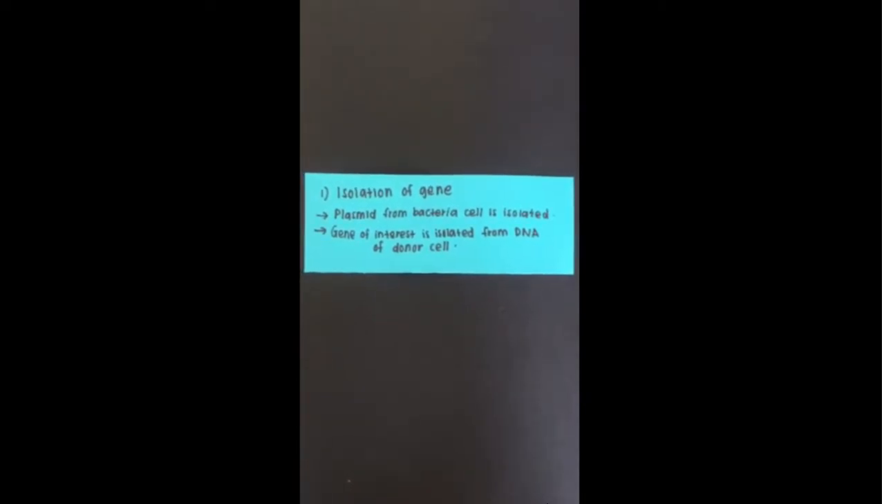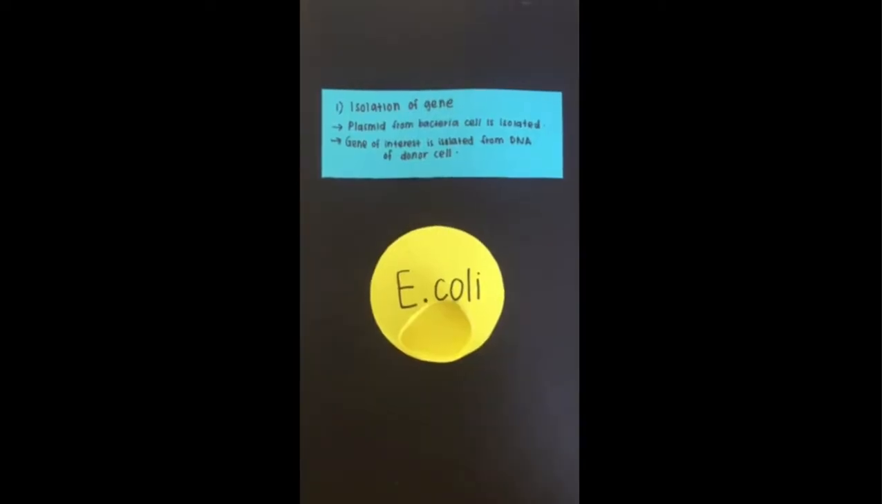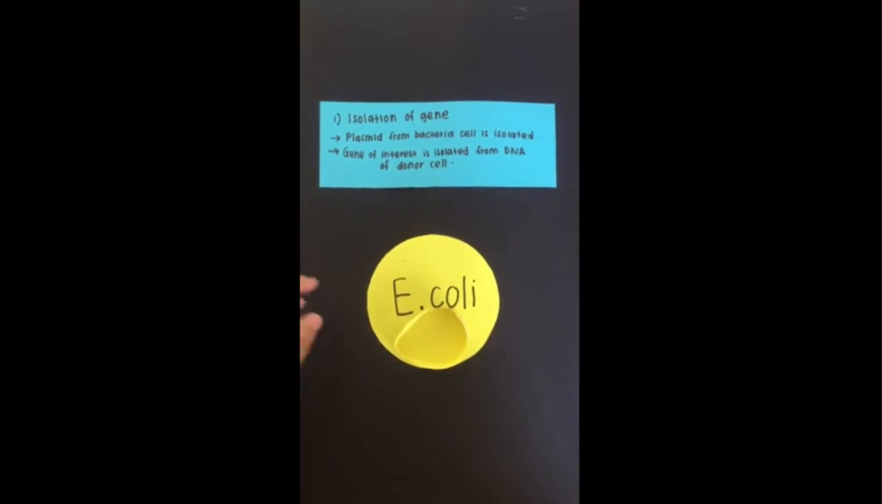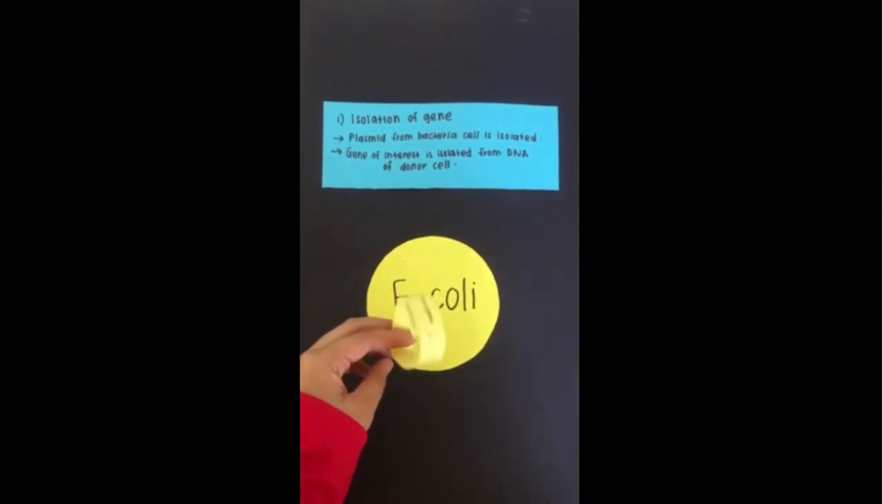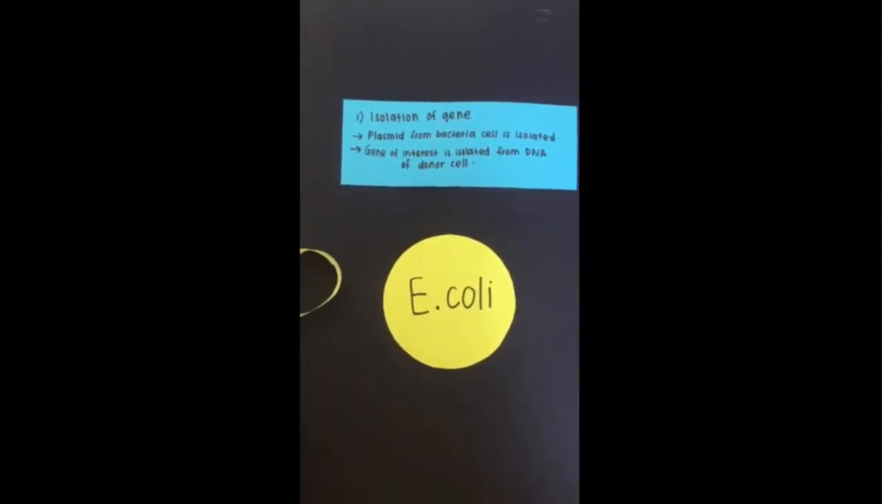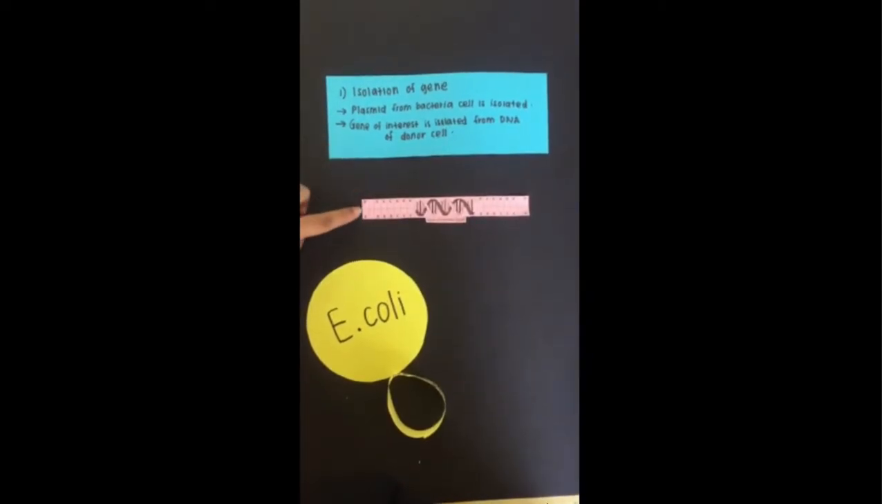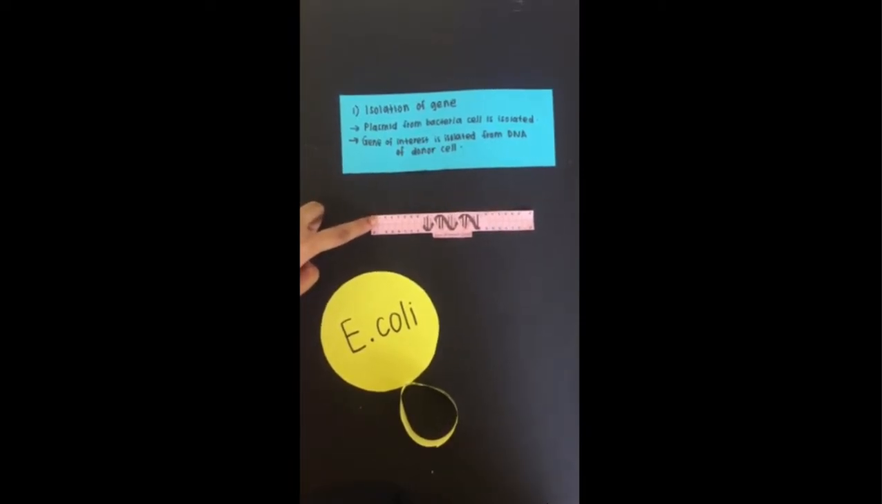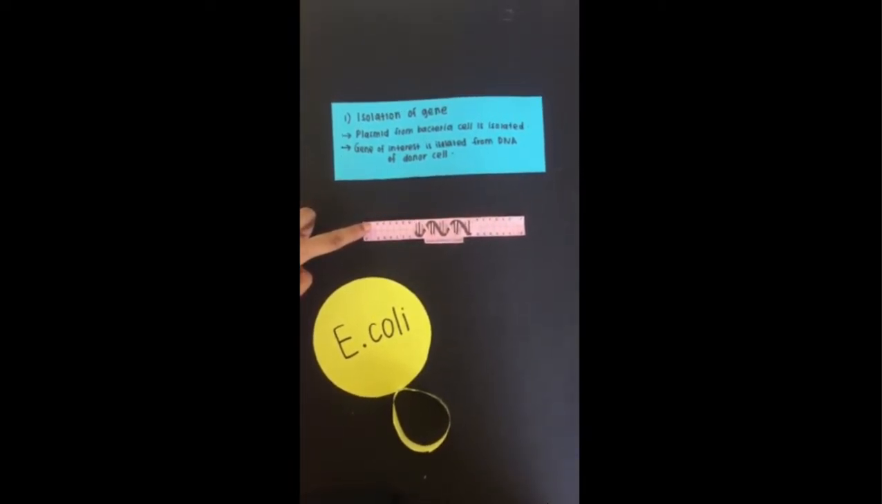Isolation of gene. The plasmid from the bacterial cell is isolated, and then the gene of interest is isolated from the DNA of the donor cell. How do we isolate the plasmid from its bacteria? As an example, we took E. coli as the bacteria, and from the bacteria, we isolate its plasmid out. The pink one is the gene of interest. We took it out from the DNA of the donor cell.